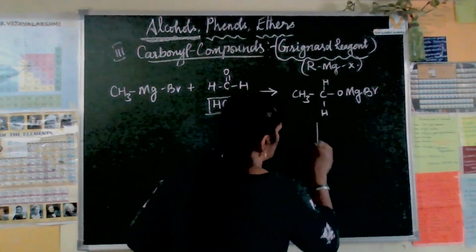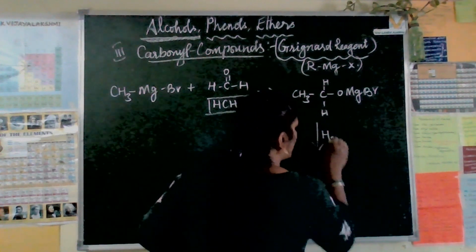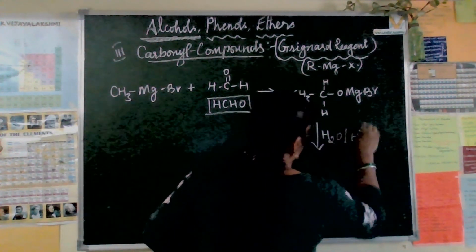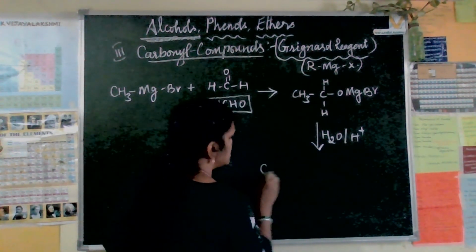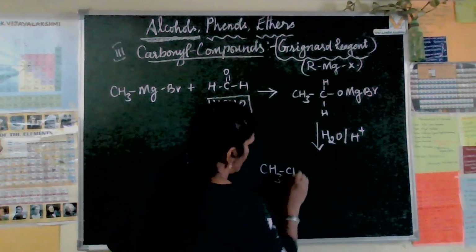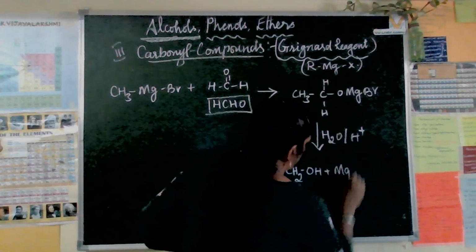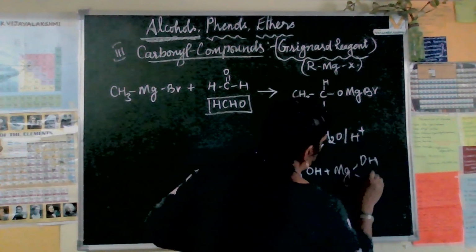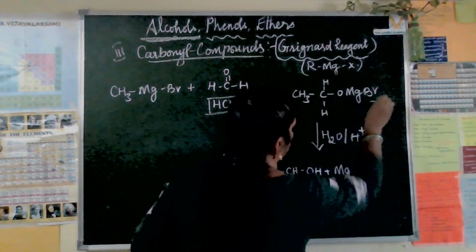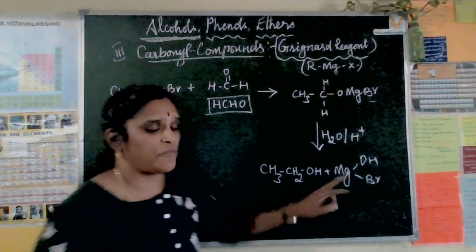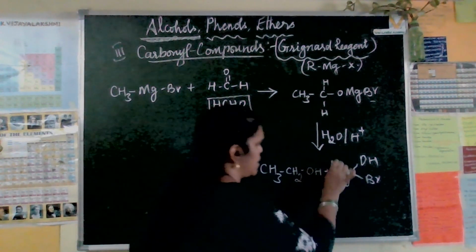So this addition product undergoes acid hydrolysis. What will you get as the product? CH3CH2OH plus Mg(OH)Br. Now this Br comes here. Actually magnesium has valency two, so you are getting such a kind of product.